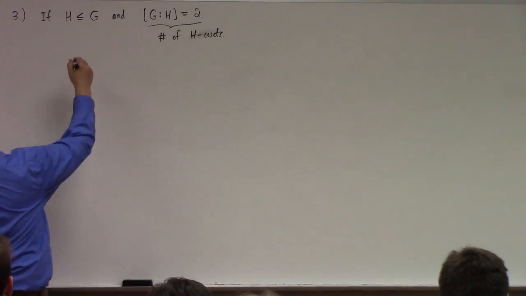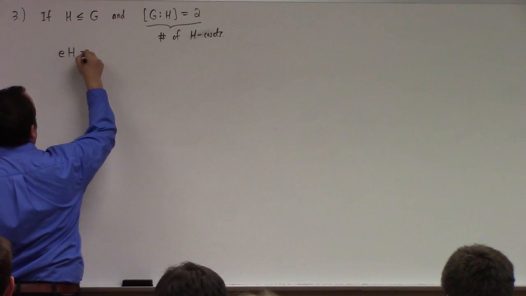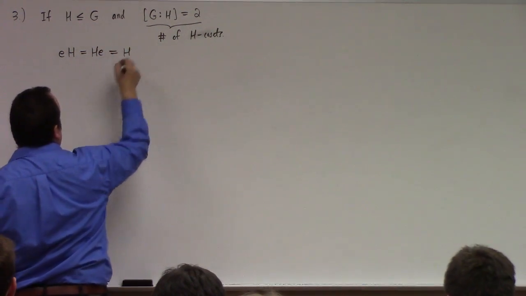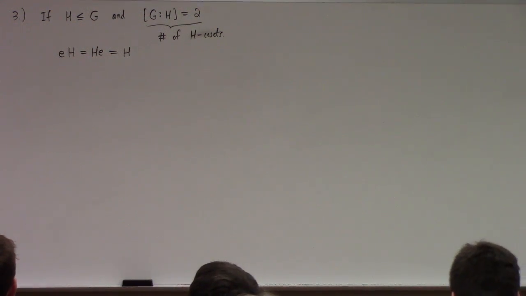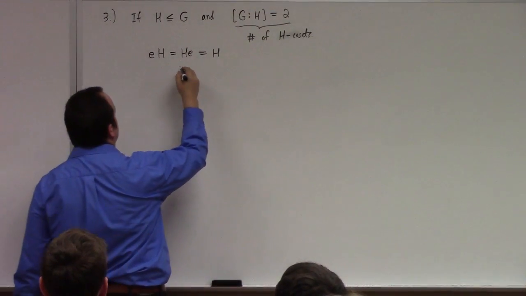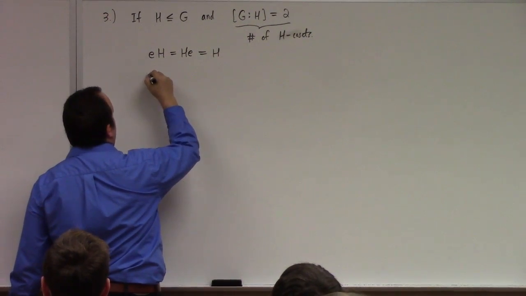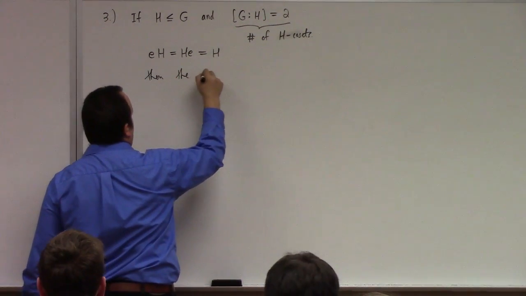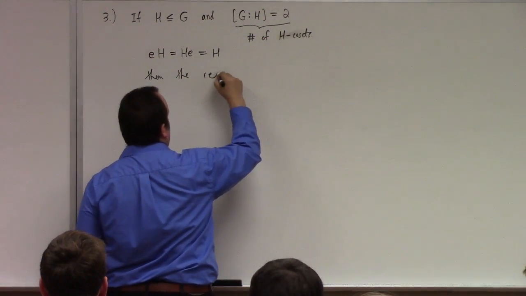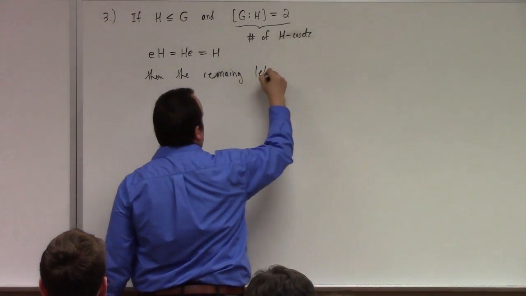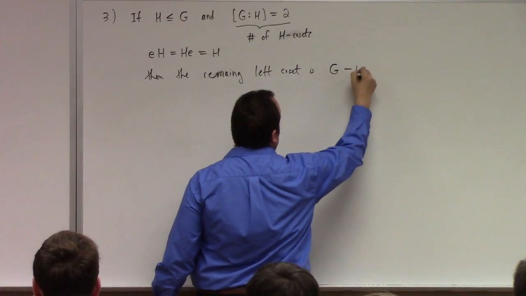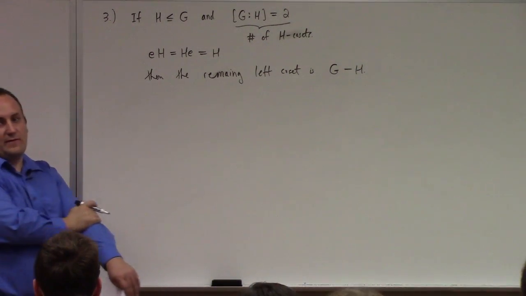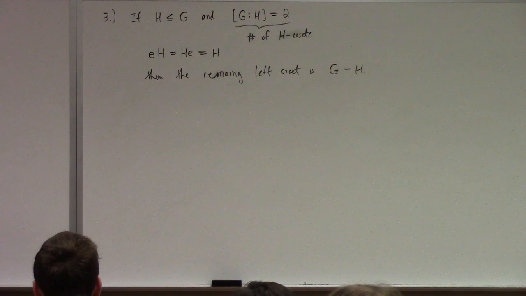So what's the deal here? If you have the identity times H, it's equal to H times the identity. That's just H. And what did we prove about cosets? They partition the group. So if there's just two cosets, and H is one of the cosets, what does the other coset have to be? The remaining left coset is what? In set theoretic notation, it's just G with H removed, G minus H. All the points except for the subgroup are the coset.